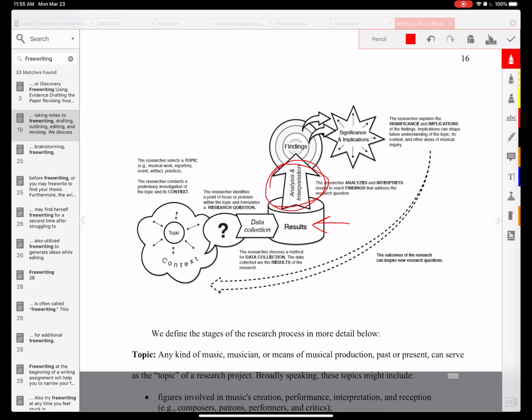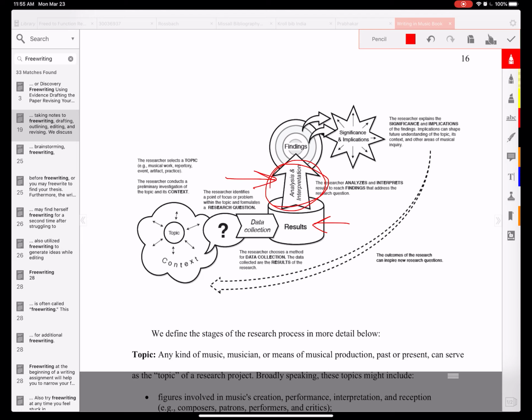The findings are your reactions to the results that you have collected in your annotated bibliography. In other words, your interpretation of the sources that you've found. So right now we really need to focus on this section of analysis and interpretation.